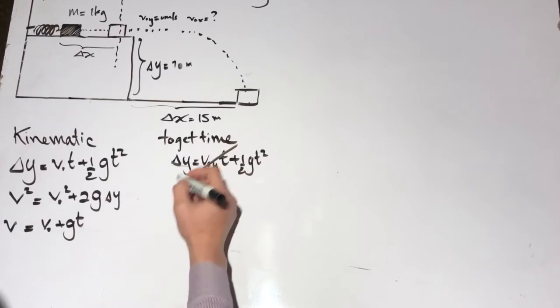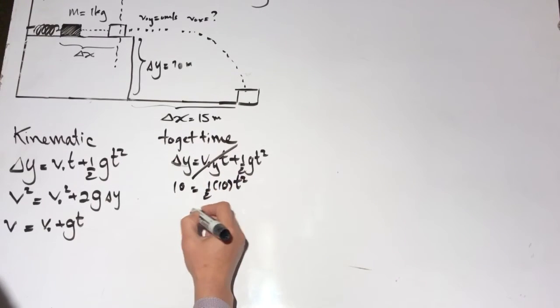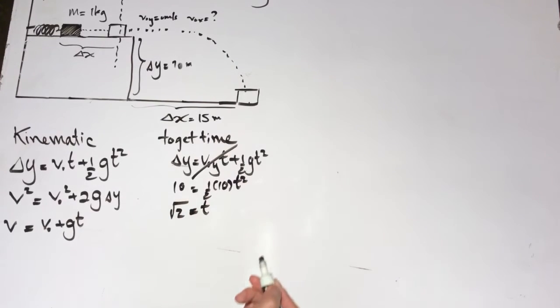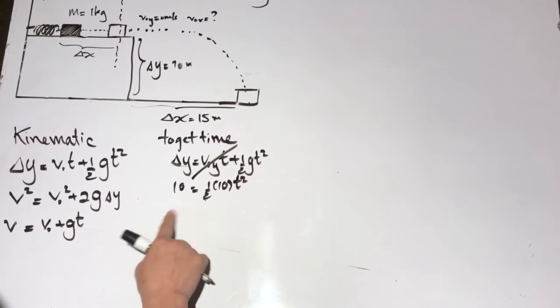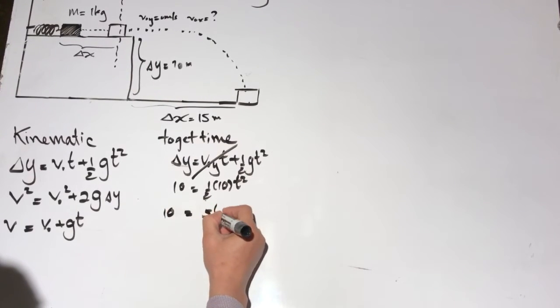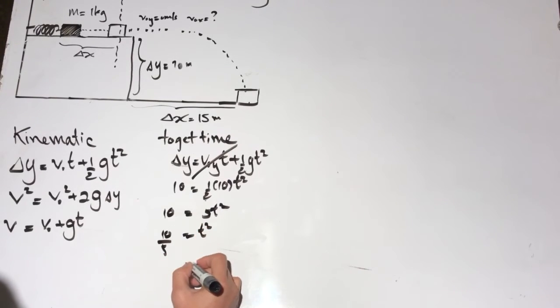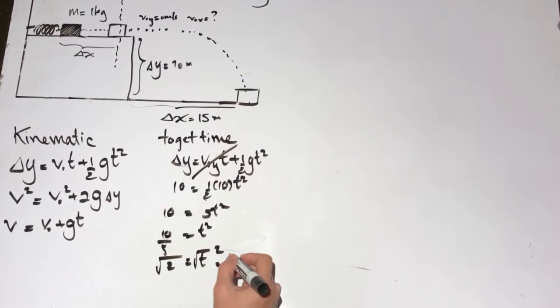So let's replace the numbers. The height is 10, so your time is square root 2. Let me explain how I get square root 2 by erasing this one first, okay? This is 10, this is 5t squared, and then 10 over 5 is t squared, and that will be the square root of 2. That's your time.